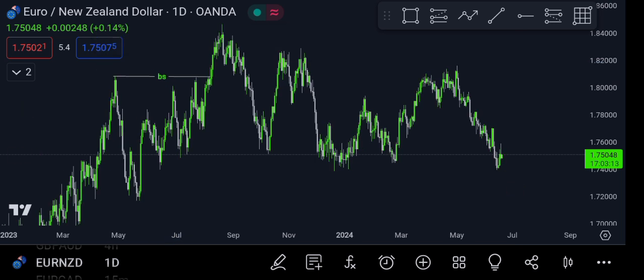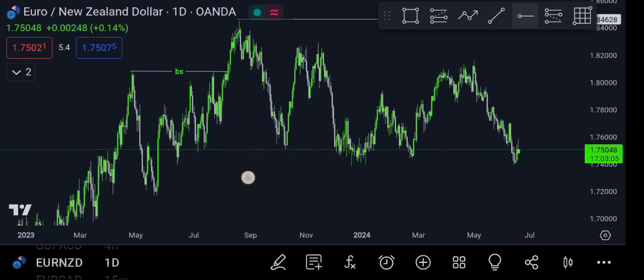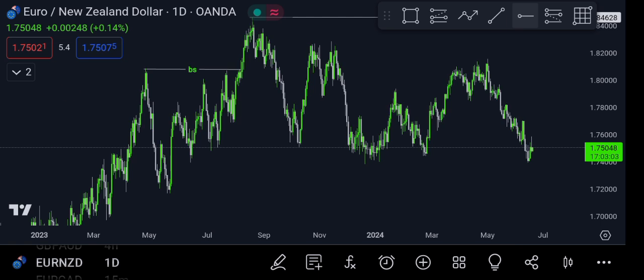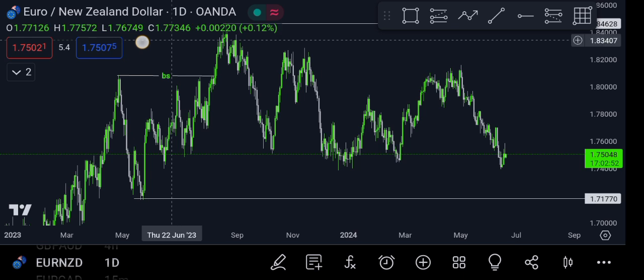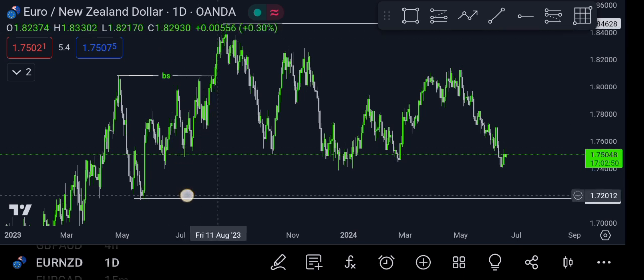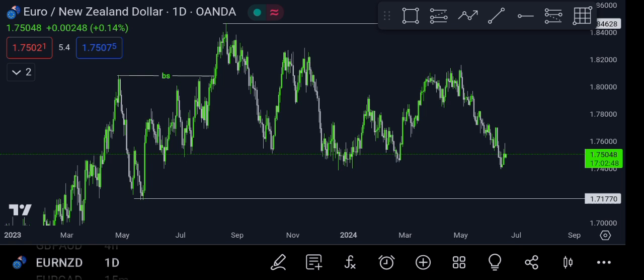After marking our break of structure from the daily time frame, we need to mark our swing point. So this is our swing point here, swing high, and this down below here is our swing low. As you can see, basically we're ranging from this high here to this low here. So the next thing to do is to mark our order blocks.